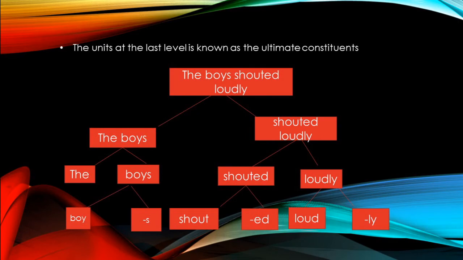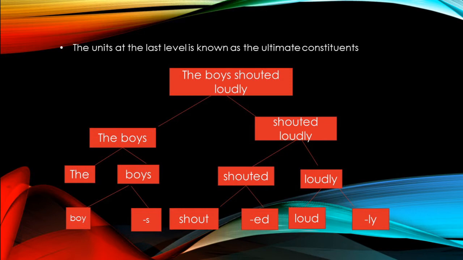Now, let us check what ultimate constituents are. In the sentence the boys shouted loudly, the ultimate constituents are the, boy, s, shout, ed, loud, and ly. So these are known as the ultimate constituents because they cannot be divided further.